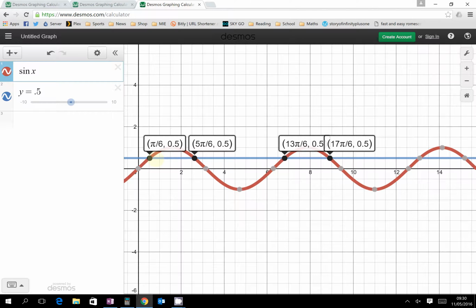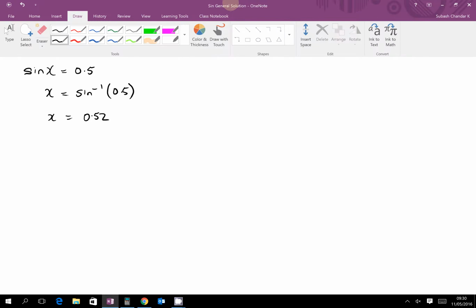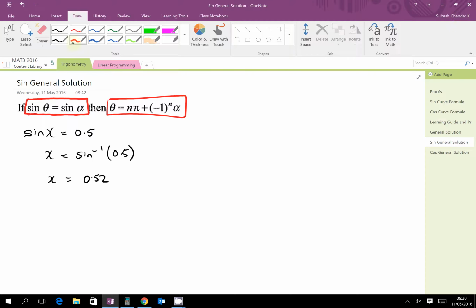Now, the trick is trying to generate all these infinite number of answers. So I'm going to go back here and I want you guys to just watch this part here. I've got, if sine theta equals sine alpha, then I just have to substitute with all these things. Now, all I've done here is, I'll bring it back down. I'm going to stick with blue for this one and red for the alphas, all right?